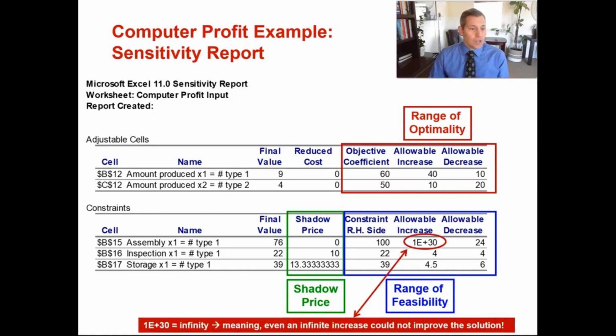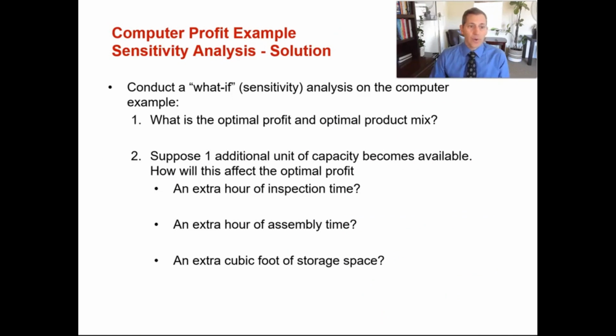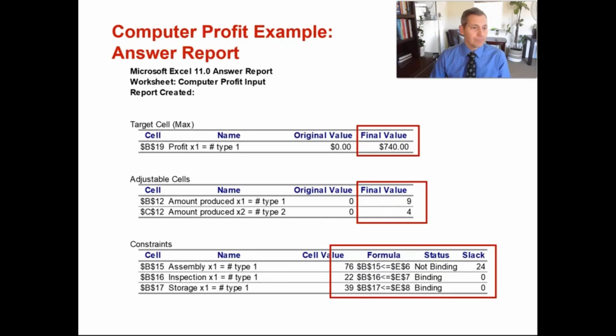Okay, so let's do a what-if example. We will go through the answer report and sensitivity analysis, and we'll go through some different scenarios if your business dynamics change and your inputs change. So we're going to ask 5 questions. Number 1, what is the optimal profit and the optimal product mix? Then, suppose an additional 1 unit of capacity becomes available. How will this affect the optimal profit? Okay, so let's walk through these together.